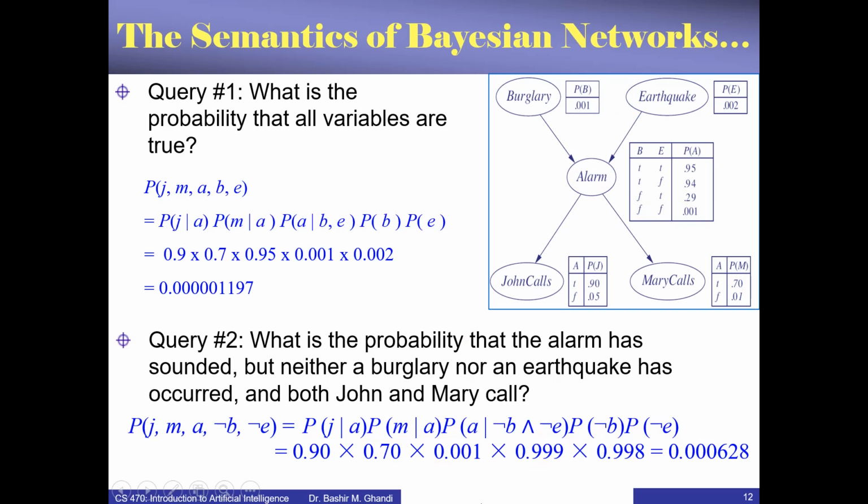So basically with a Bayesian network, just like we saw in the last lecture with full joint distribution, if you are given any query related to the network, you should be able to answer that query simply by reading the corresponding values from the given conditional probabilities.